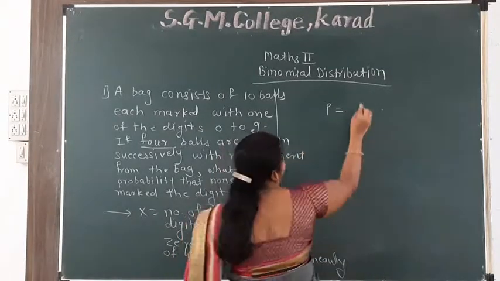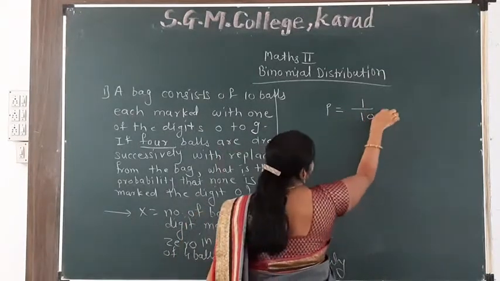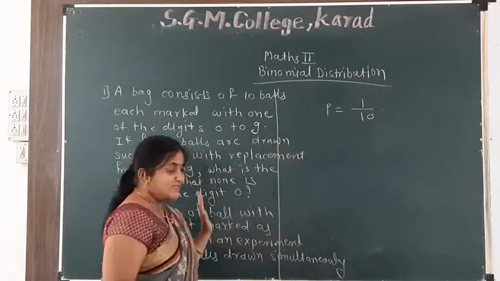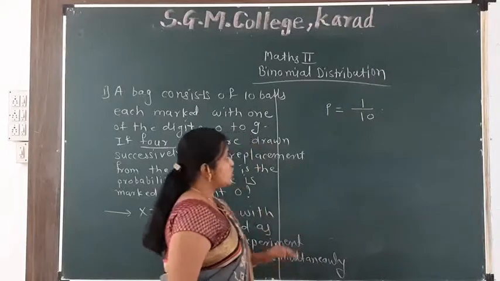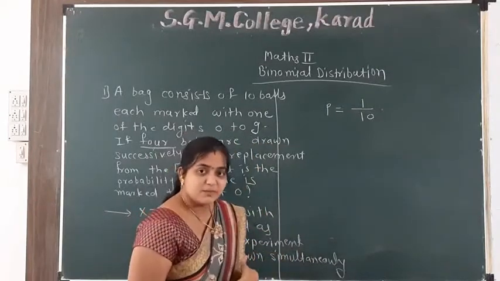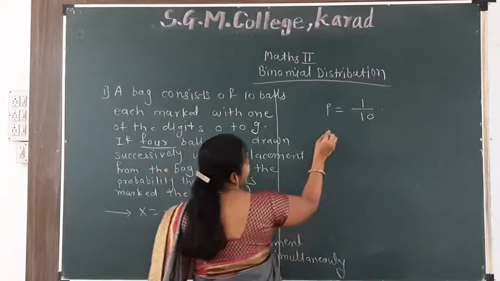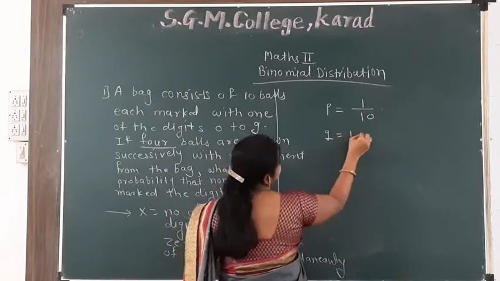1. So 1 by 10 possibility in one trial. This is the binomial trial. That's why the probability is the same in each trial. So what is the failure probability? The probability of failure Q is equal to 1 minus P.